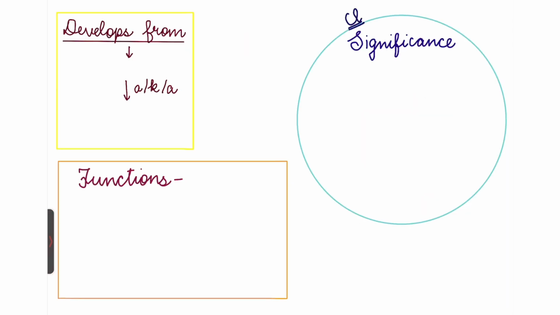This middle ear cleft develops from the first pharyngeal pouch. It is also known as the tubotympanic recess.